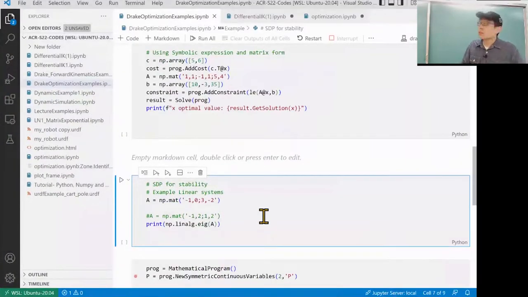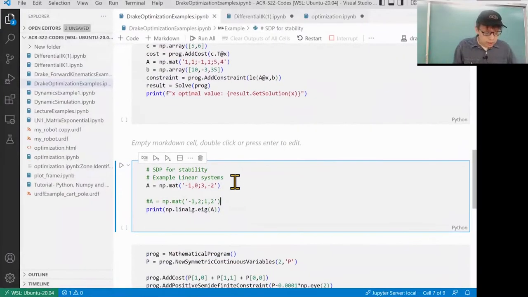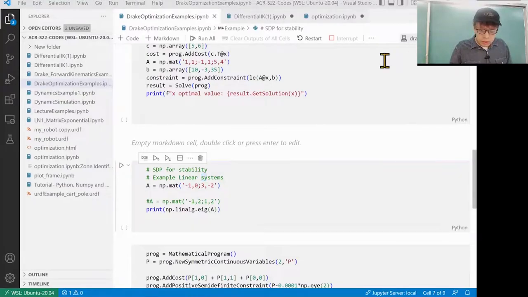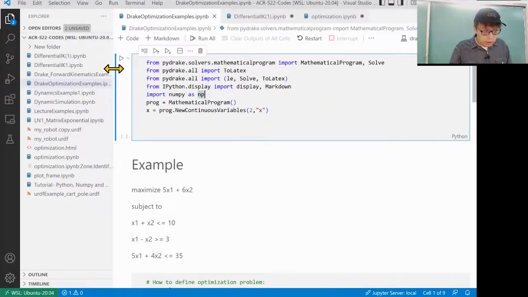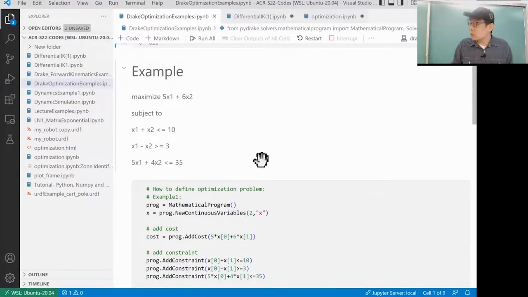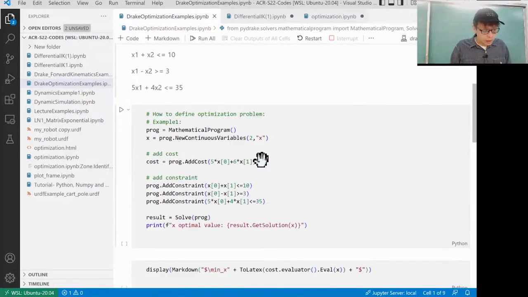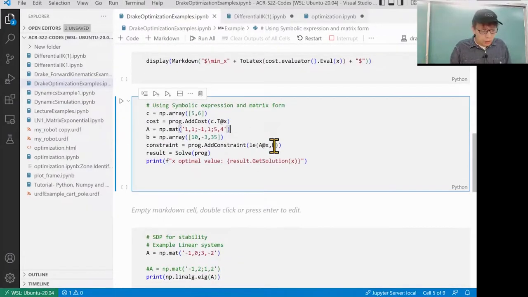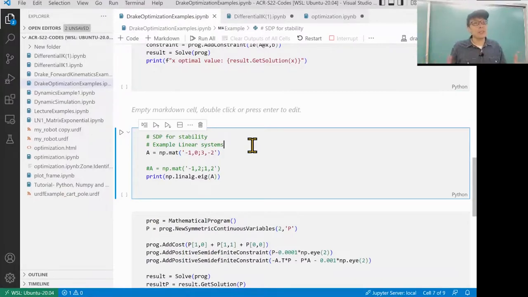Drake is the place where you can do everything related to control and robotics. So we just stick to one toolbox. We don't need to install other packages. So here is the example. Suppose I have a matrix. Let me see whether I'm in the right environment. Let me load all these things. I think I did that already. Okay, that's our previous example to do optimization. That's a linear program. But now let's see how we can do the SDP, semi-definite program.